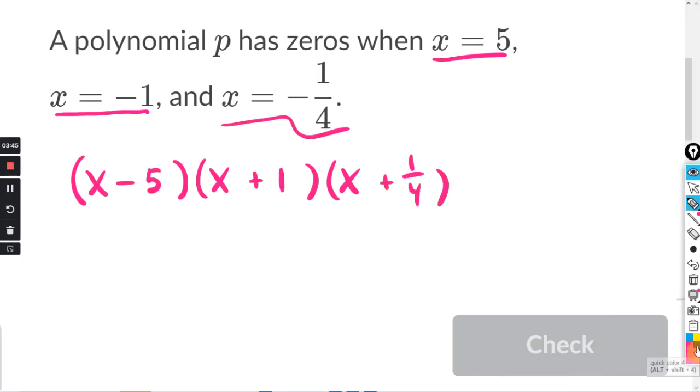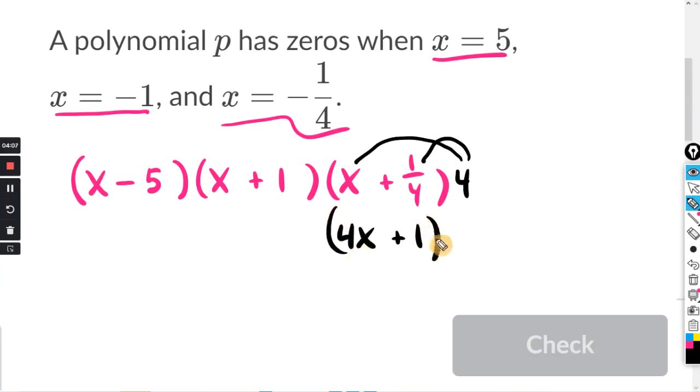Okay? And the way to get rid of the fraction here is to multiply this binomial by the denominator. Okay, so we take the 4 and we distribute that to both terms. So we have 4 times x, and 4 times +1/4 is +1. So this is the new binomial in place of the old one. Okay, and this is your answer right here.